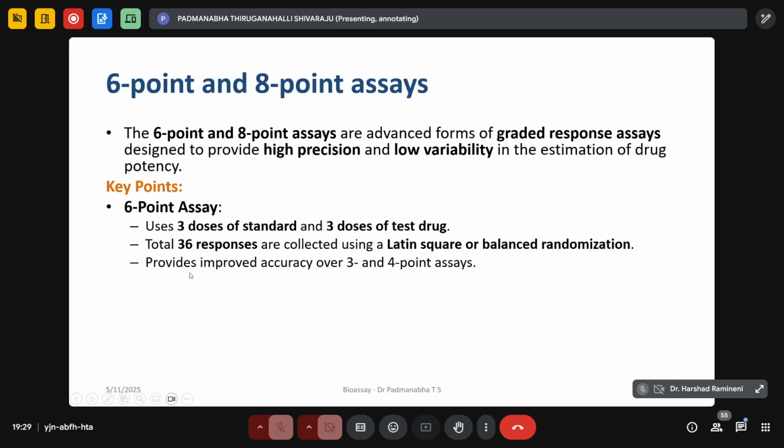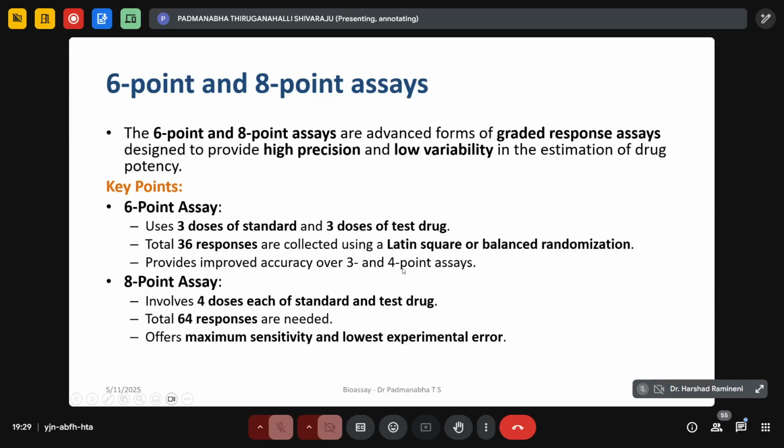So, as we said, it provides improved accuracy over the 3-point and 4-point assays. In the 6-point assay, how many responses are we making? We make 36 responses, whereas in the 8-point assay we make 64 responses. To get each response with that high quality of precision, without any error and without limitations with respect to tissue viability and the instruments, it takes a lot of time. We need to record the responses 36 times, here 64 times.